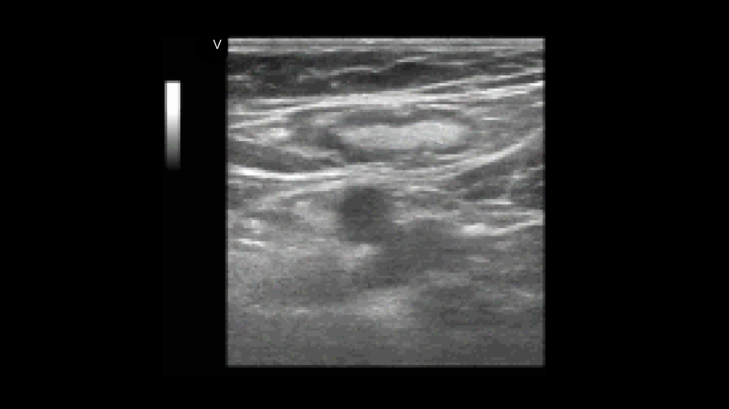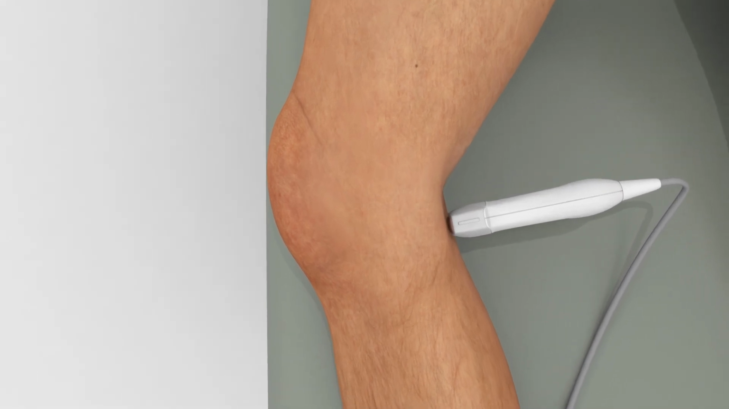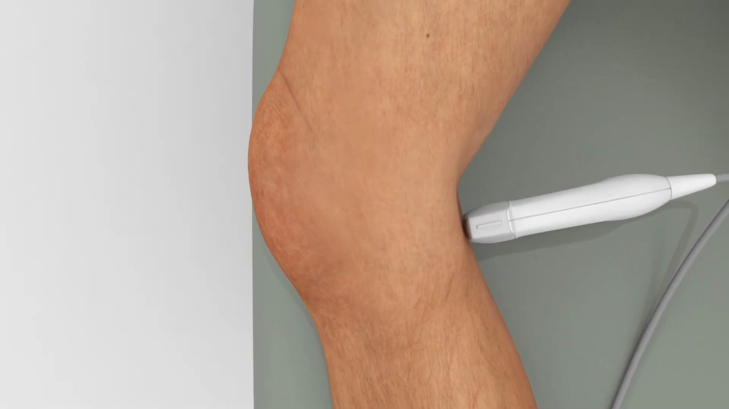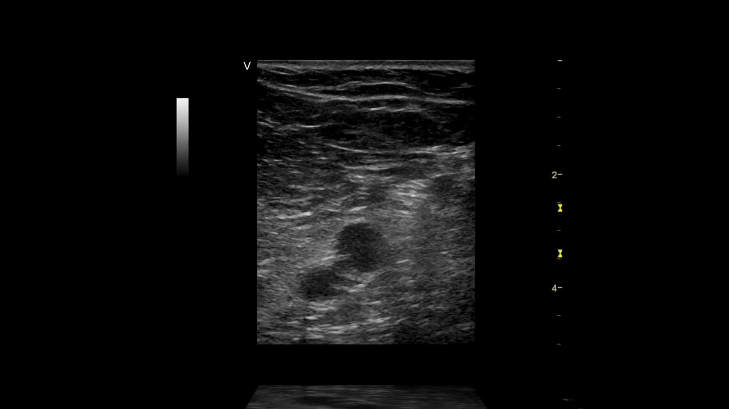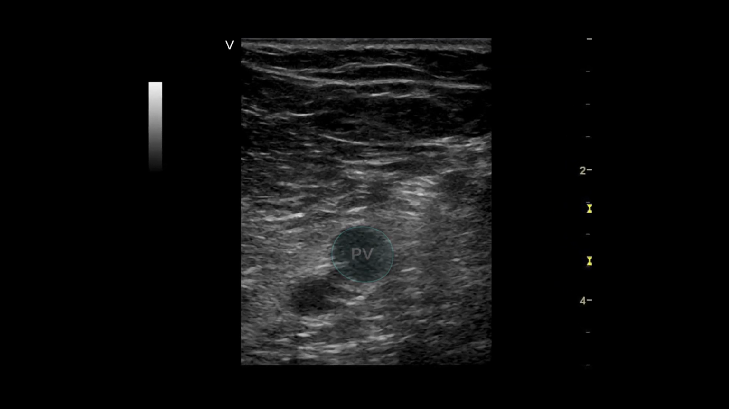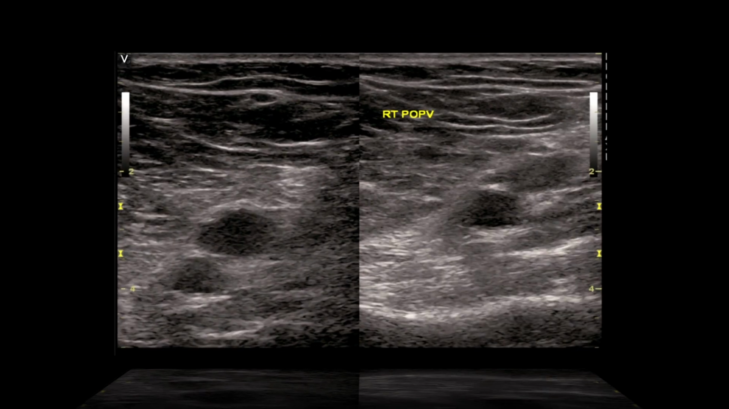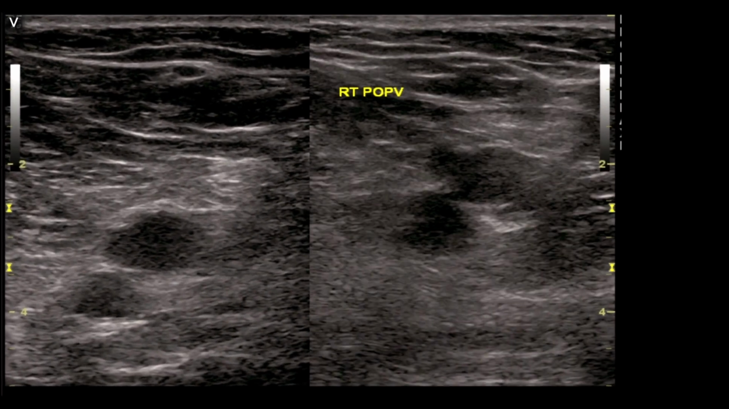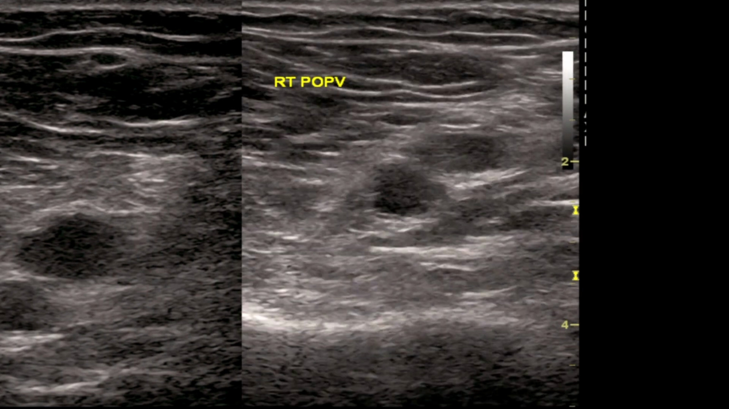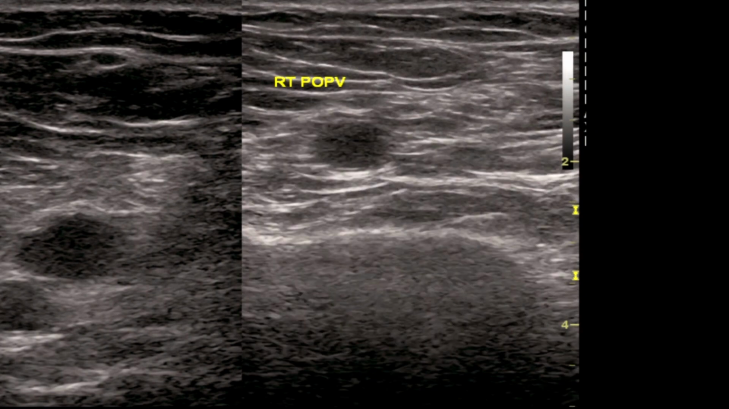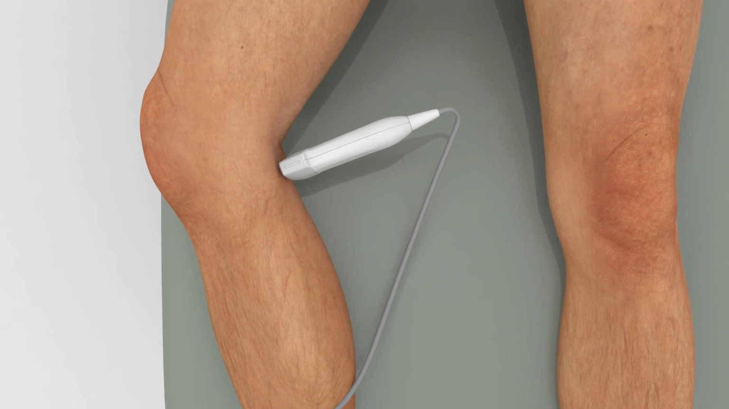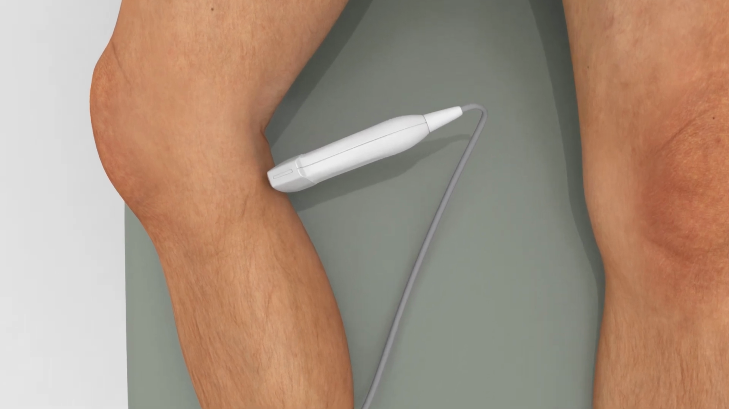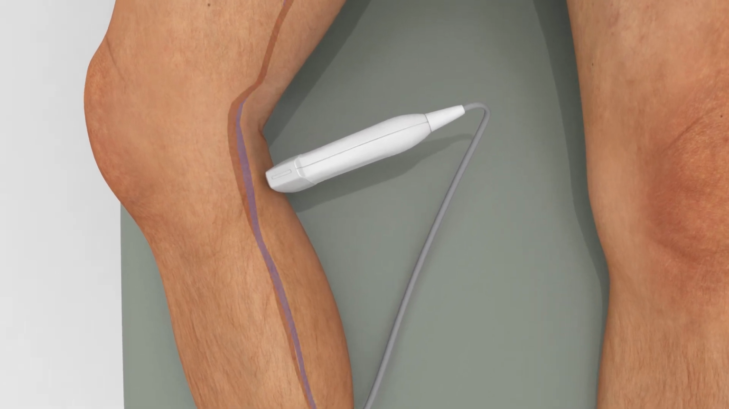a thrombus. Next, place the probe approximately 7 centimeters distal to the popliteal crease. The probe marker should be pointing toward the patient's right. In this transverse view, the popliteal vein and popliteal artery can be seen. Test the compressibility of the vein with adequate pressure. Continue examining the popliteal vein distally, compressing every 1 centimeter until the level of the peroneal trunk.